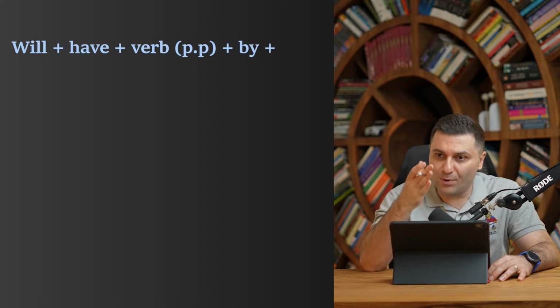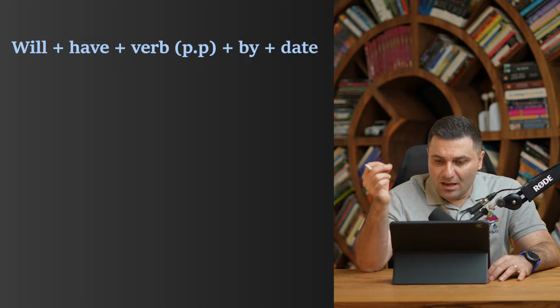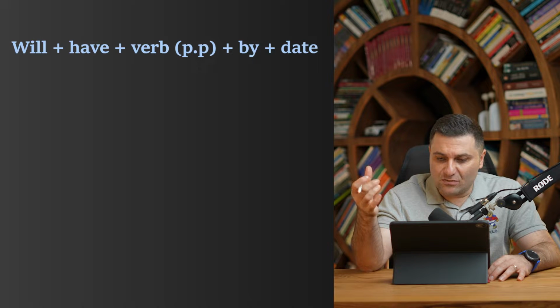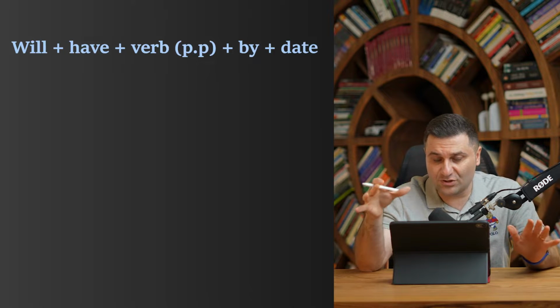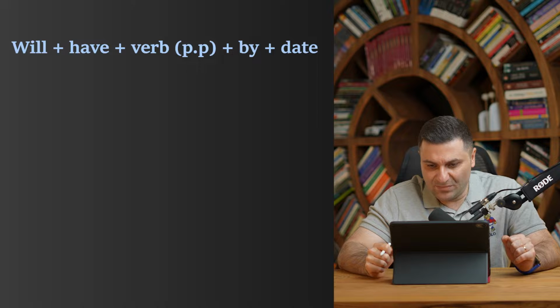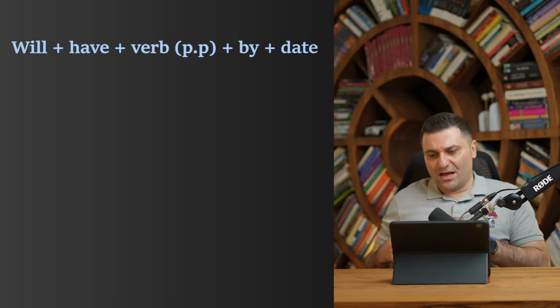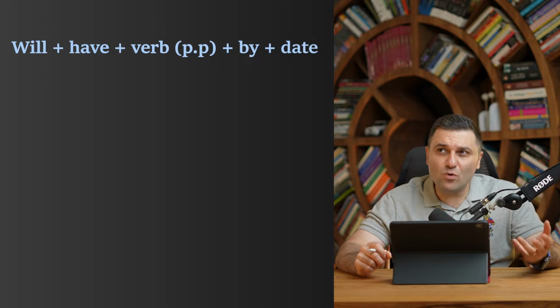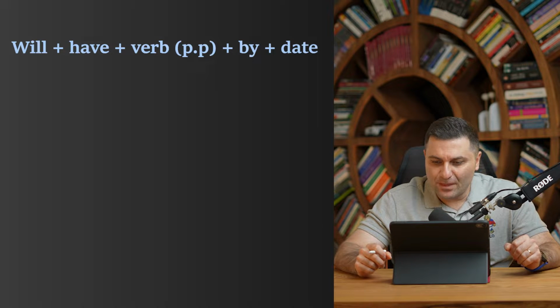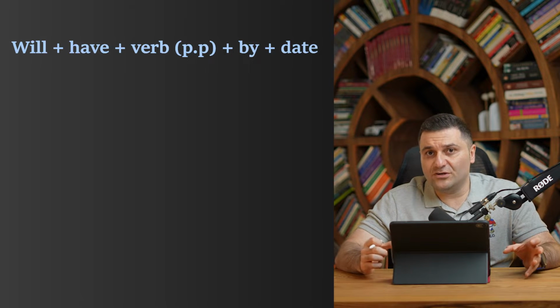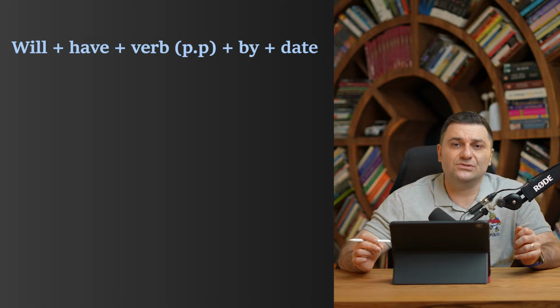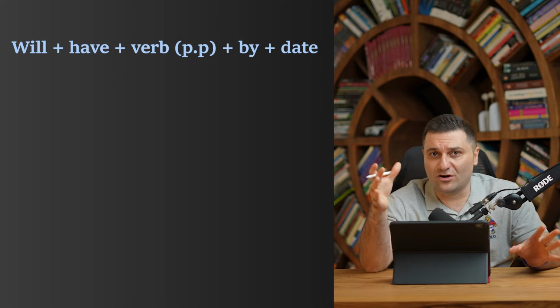We have will plus have plus verb, which is past participle, and by and the date. For example, will have increased, or will have grown, will have shrunk, or will have reached. These are all in future perfect tense. You know, future perfect tense in analyzing data is a more sophisticated way of talking about the future, right? So there is no difference between future simple and future perfect tense when it comes to analyzing data in graphs and charts or tables, all right?